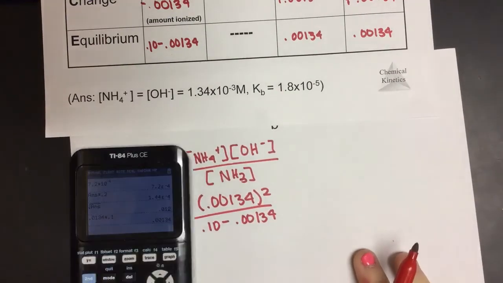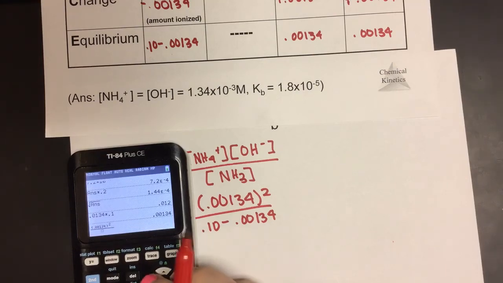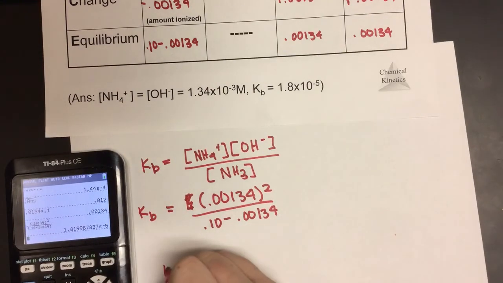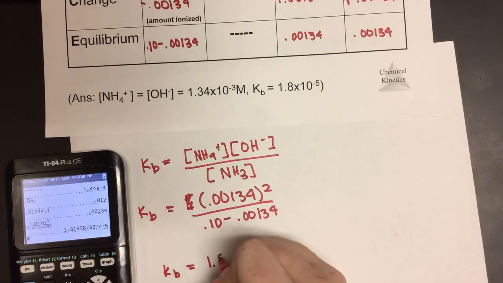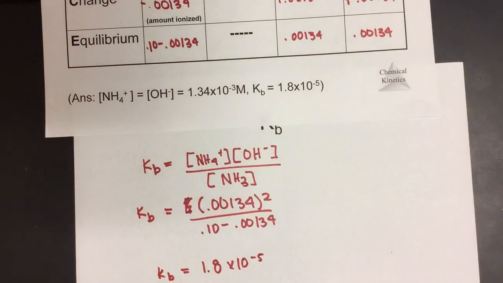So it's going to look like this: 0.00134 squared over 0.10 minus 0.00134. And from that, we're going to get the Kb is equal to 1.8 times 10 to the negative fifth, which is the answer.